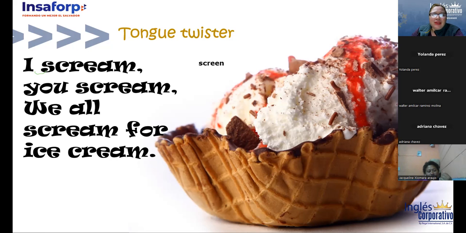Bien, recordemos entonces que utilizamos el presente continuo para hablar de futuros eventos, para hablar de cosas que están pasando en el momento que estoy hablando, y también ahora le vamos a agregar el uso para las situaciones temporales que son un poquito más extensas en el tiempo, ¿verdad? Pero que siguen siendo temporales, es decir, que van a tener un principio y un fin, ¿verdad?